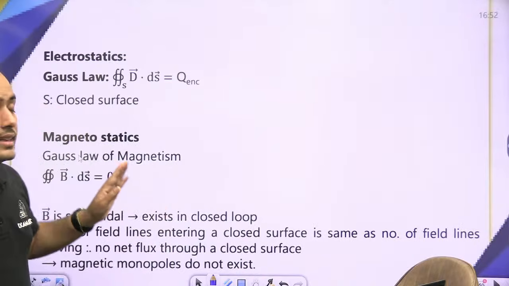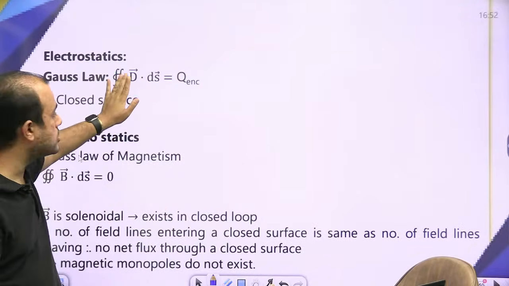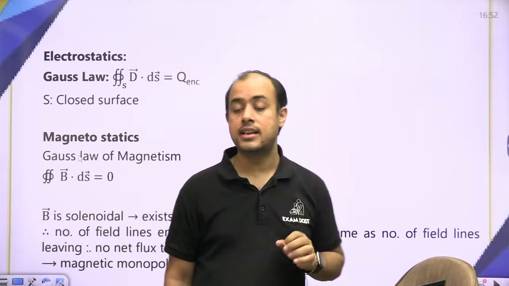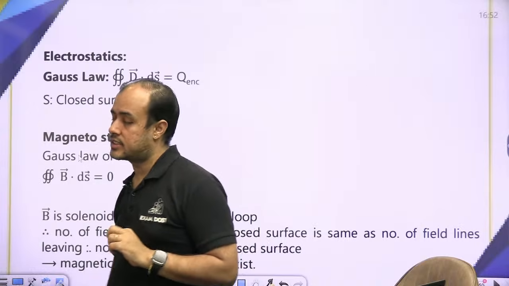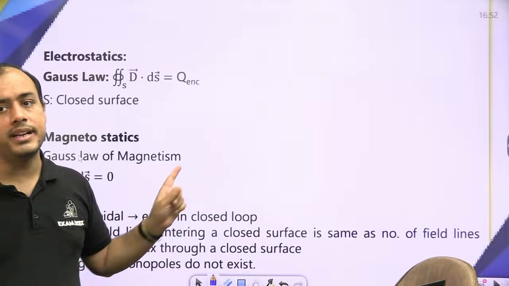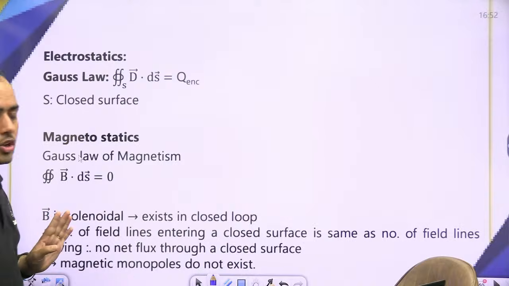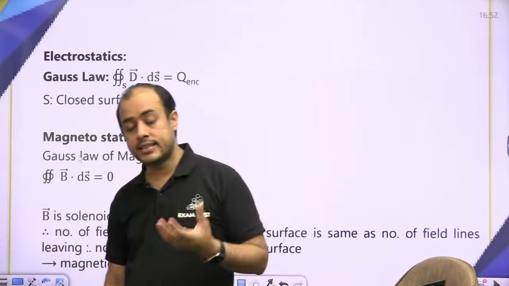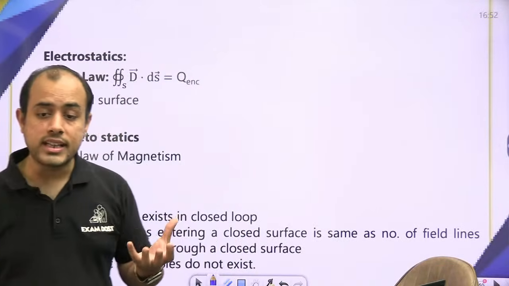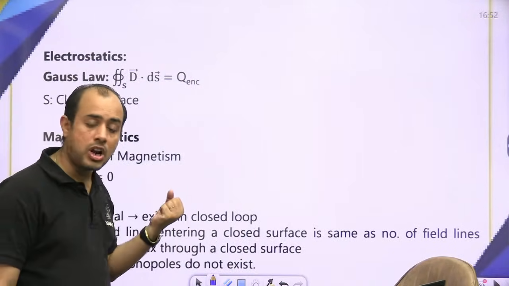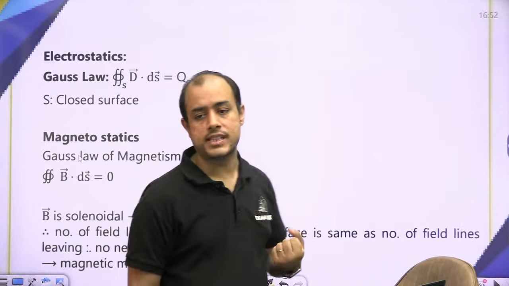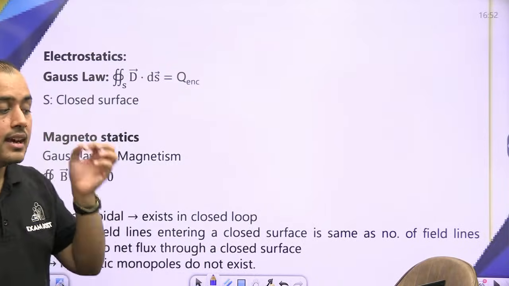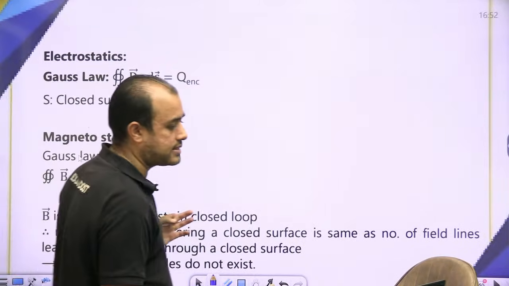So now, in electrostatics, Gauss law suggested that the surface integration over a closed surface of the electric flux density is the charge enclosed. In magnetism, it comes out as zero. That is Gauss law of magnetism. Because B is solenoidal, it exists in a closed loop. So when you take a closed surface, the number of lines that enter the closed surface is the same as the number of lines leaving the closed surface. So the net flux comes out as zero.